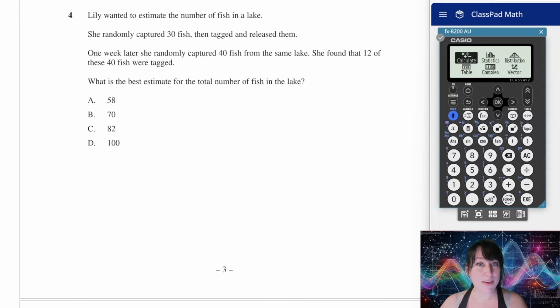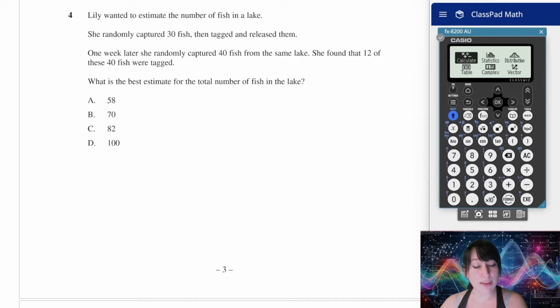Okay, question 4 is about a sampling technique, but it is typically solved with ratios. It says Lily wants to estimate the number of fish in a lake. She randomly captured 30 fish, then tagged and released them. 1 week later, she randomly captured 40 fish from the same lake. She found that 12 of these 40 fish were tagged. What is the best estimate for the total number of fish in the lake?